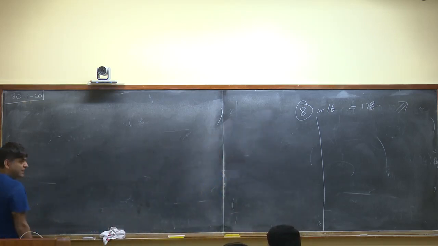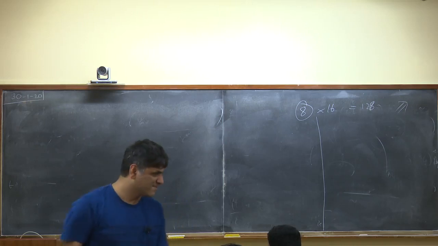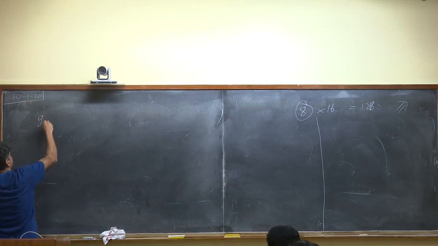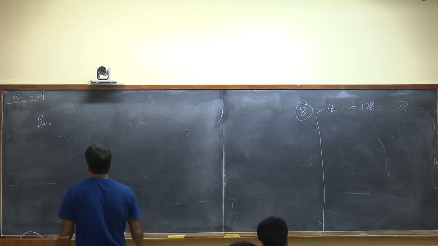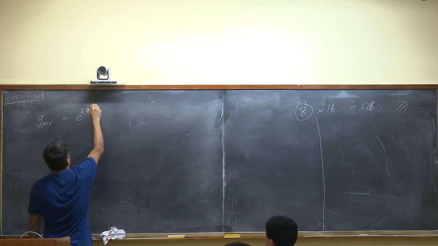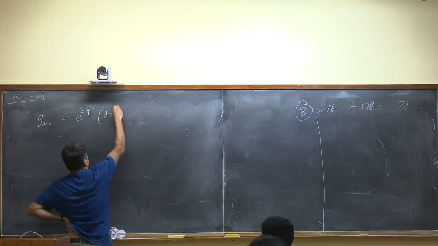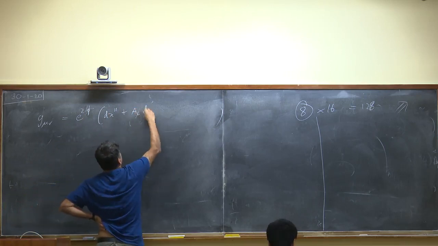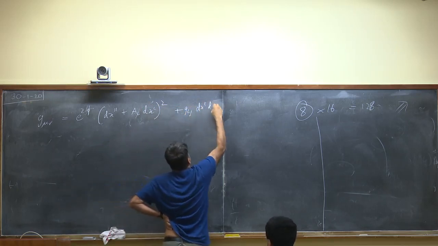Okay, so the first thing that we're going to do is look at the dimensional reduction of the metric properly. We've done this before in class, but I just remind you again. The good way to do dimensional reduction is to take G mu nu. So I'll use mu nu for 11 dimensions and ij for 10 dimensions. Okay, and write it as e to the power 2 phi times (dx 11 plus A i dx i) the whole thing squared, plus g ij dx i dx j.